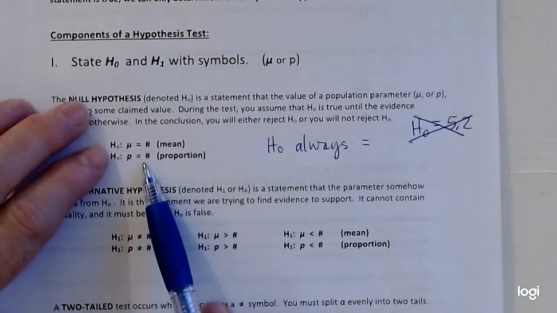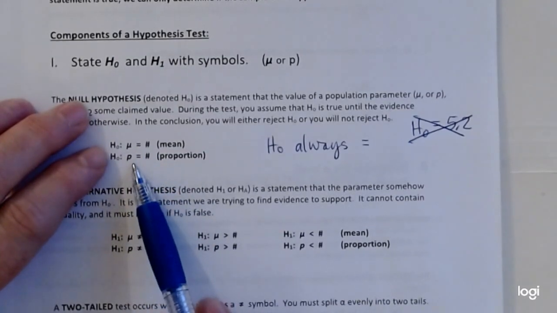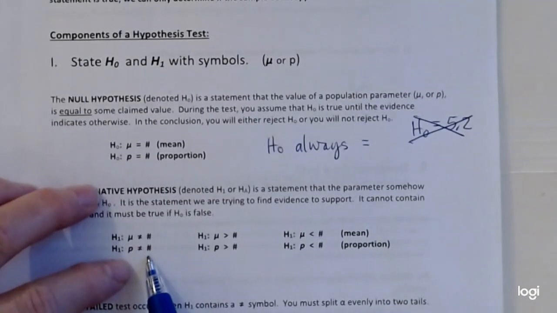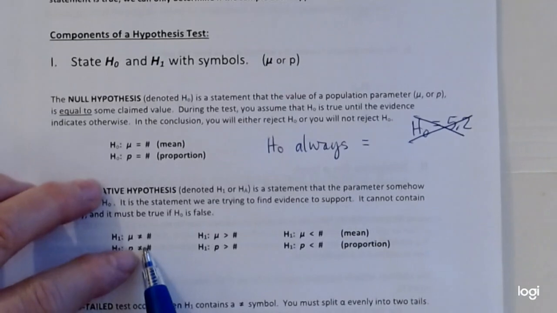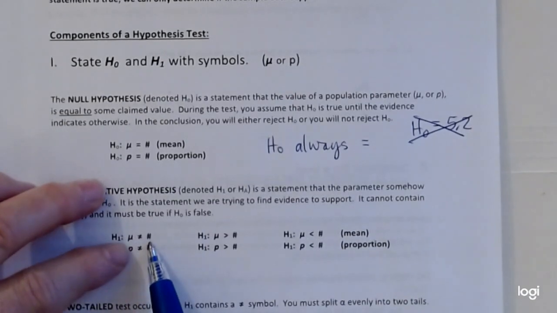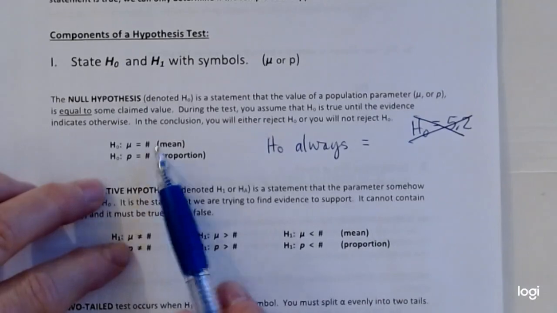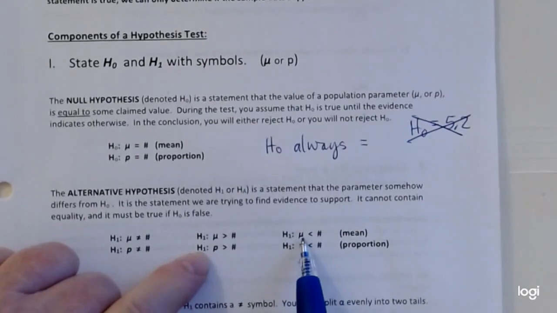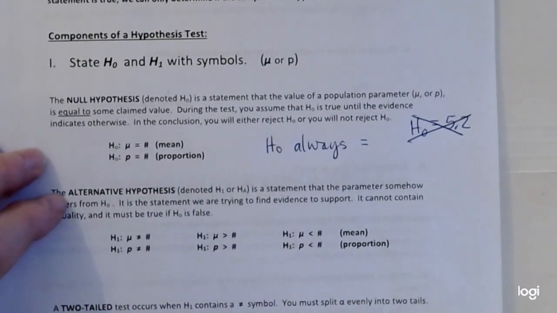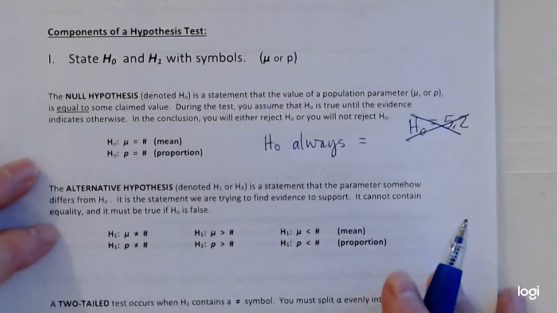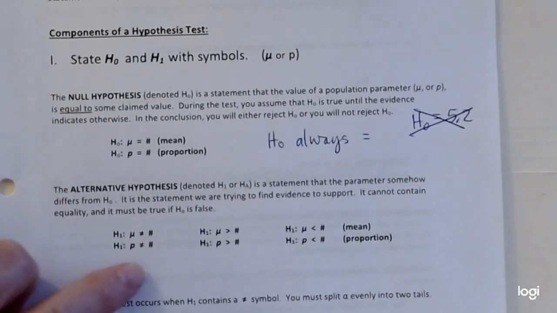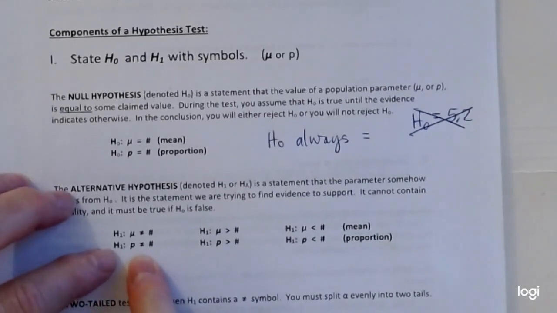Remember, in the ones we're doing, H0 will always be one of these depending on which parameter we're testing. But we can have various types of H1 statements. If we're testing for the mean, we can say that the mean is simply not equal to the number in H0, or that the mean is greater than that number, or that the mean is less than that number. It depends on the way the question is worded and what we're actually looking at in terms of the claim that's being made. The same thing is true for the alternative hypothesis when we're testing a proportion.